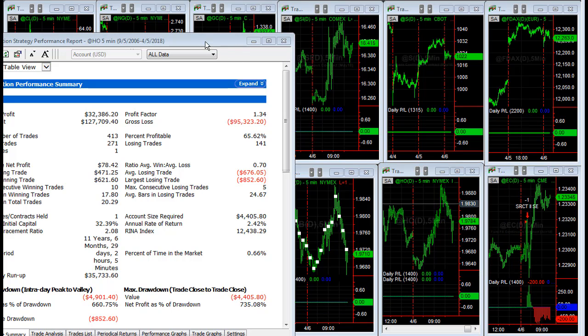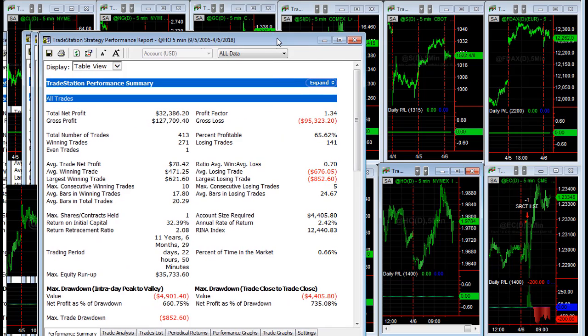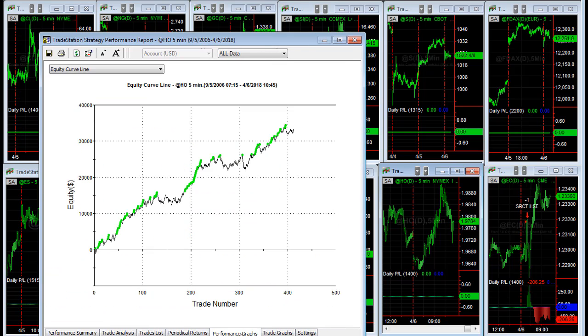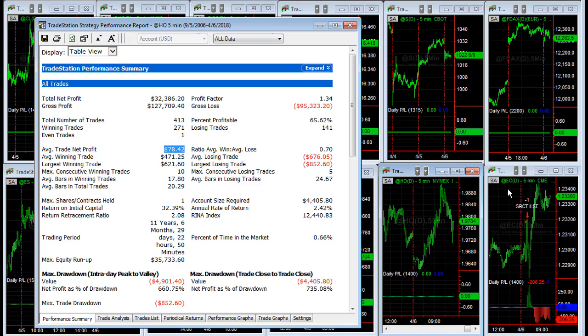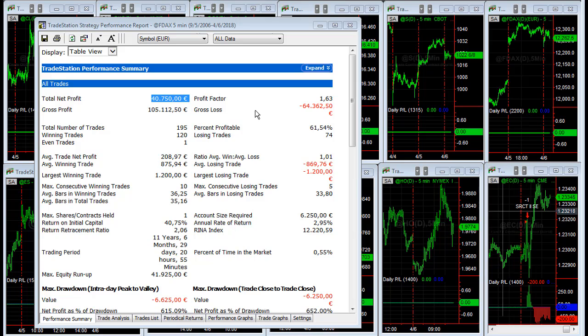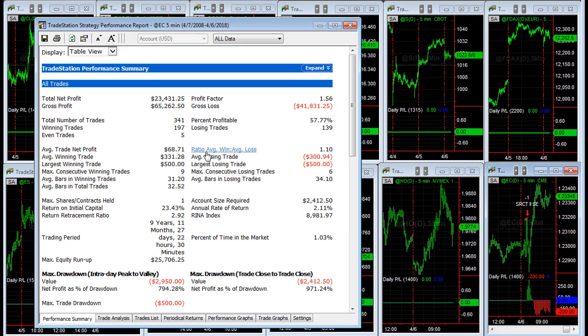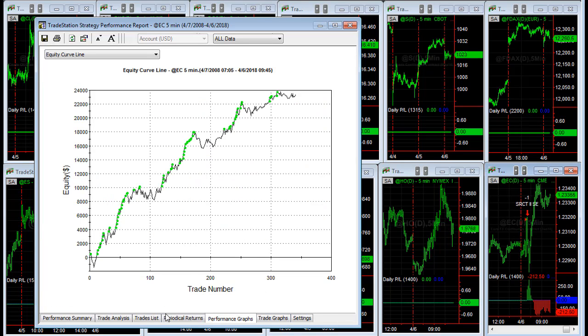Heating oil, testing back to 2006, $78 average trade profit. So heating oil, it works, so it's promising. Not our favorite market, but it can provide some diversity. Euro currency, $68 average trade profit, low drawdown, and here is the equity curve.